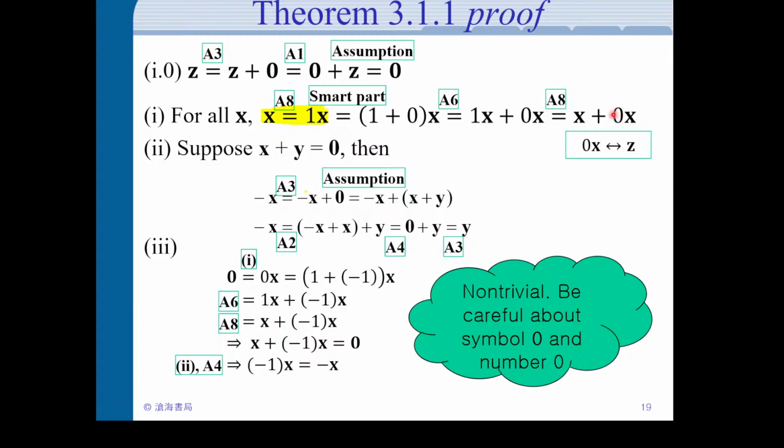Let's see this once again. Why is A8 important? Because if you don't have A8, you cannot go to x here. You just have 1x equal to 1x plus 0x, but then it's not for x, it's just for 1x. But with A8, we have that for x inside our vector space, x equals x plus 0x.